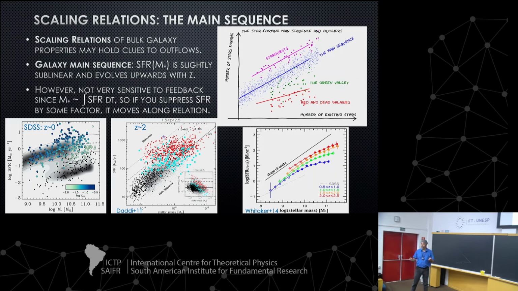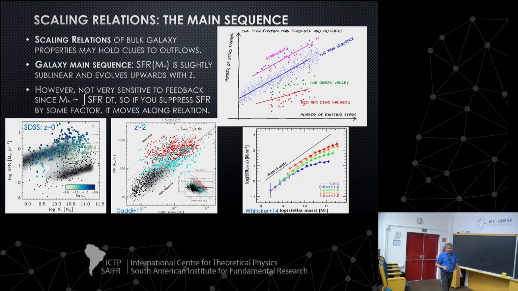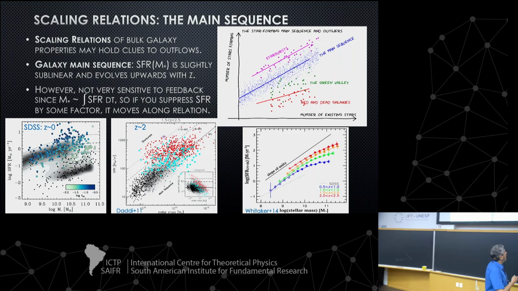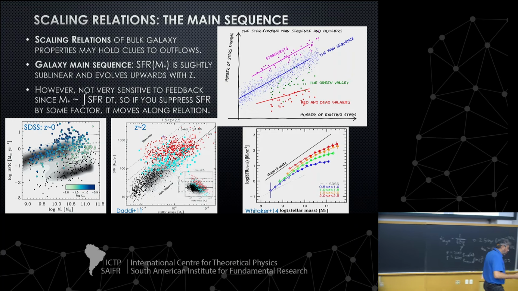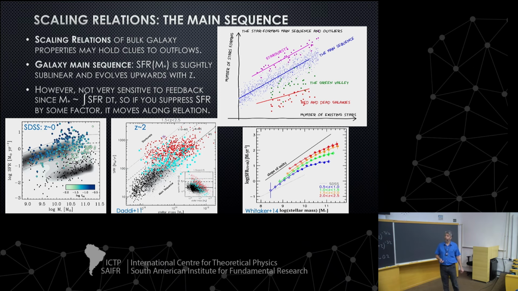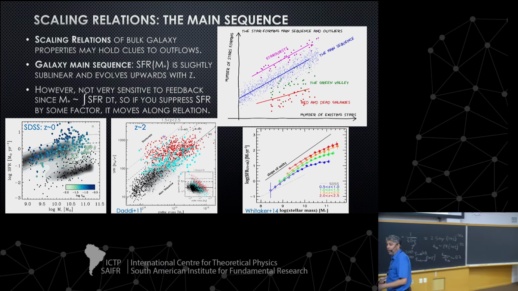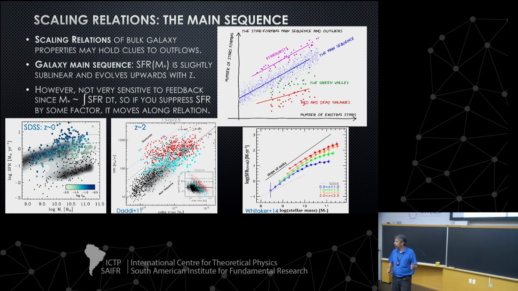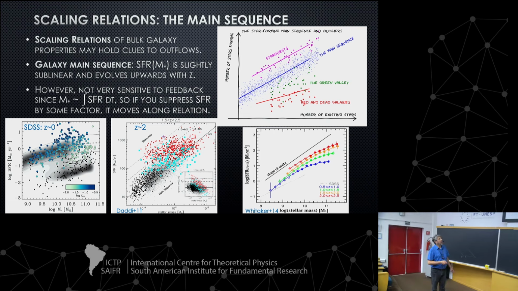So we do observe these outflows, but in order to contextualize this, one of the most instructive plots is what's commonly called the galaxy main sequence, okay? So you probably heard about the stellar main sequence. Galaxy people shamelessly borrowed that term. The stellar people hate us for it. But that's what we call it now. We call it the main sequence of galaxies, right?